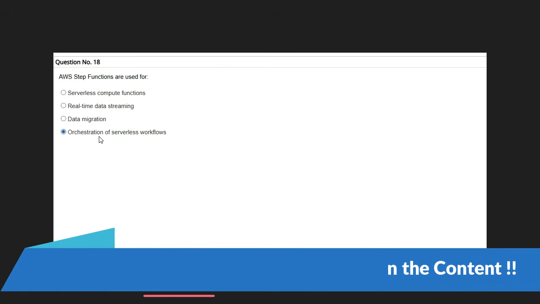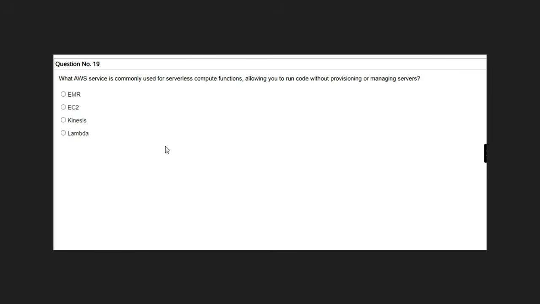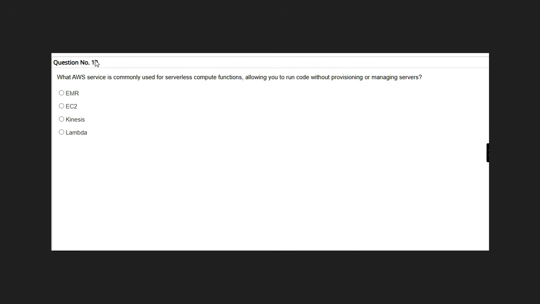Question number 19. What AWS service is commonly used for serverless compute functions, allowing you to run code without provisioning or managing servers? Option A, EMR. Option B, Elastic Compute Cloud EC2. Option C, Keys. And option D, Lambda.